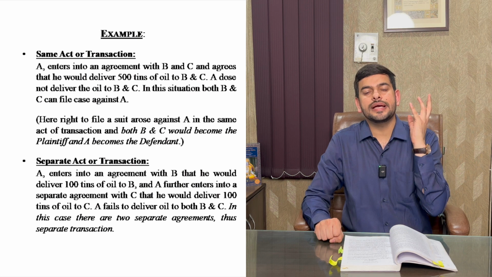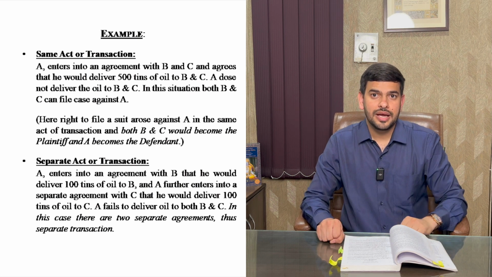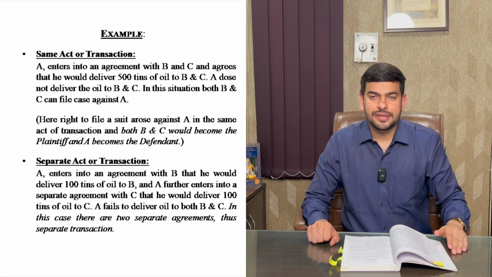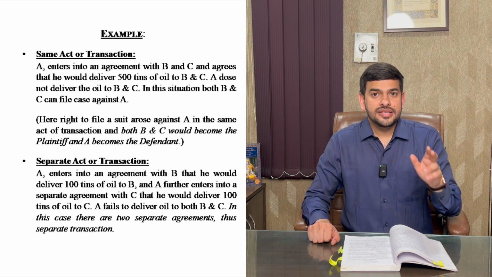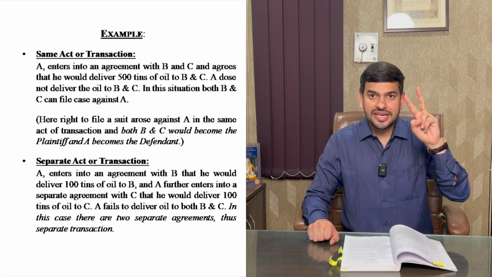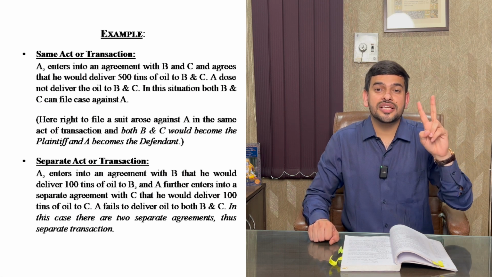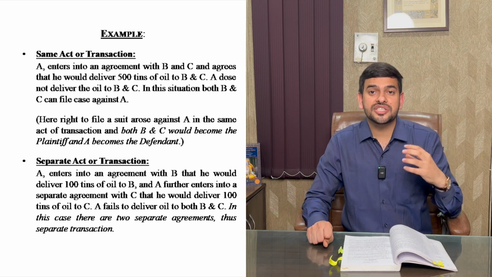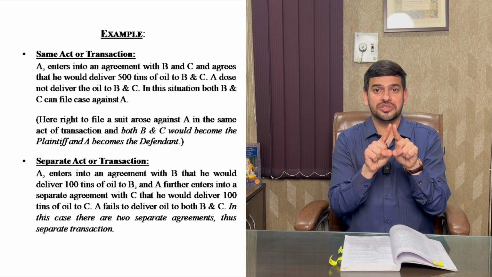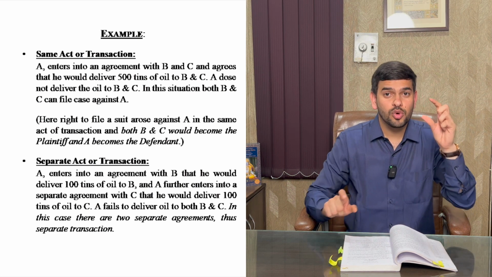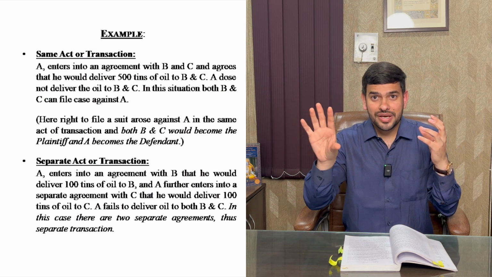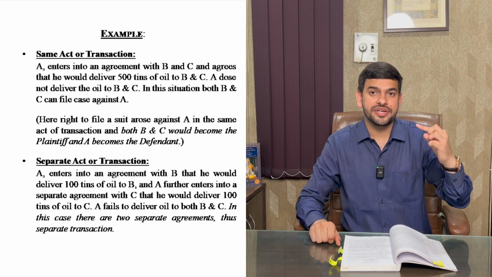For example, there is a person called Mr. A. He enters into an agreement with B and C and agrees that he will deliver 500 tins of oil to B and C, but he does not deliver that. In that situation, both B and C can file the case against A. So here in this case, the right to file suit existed in relation to the same act or transaction against A. So both B and C become the plaintiffs and A becomes the defendant. So this is the case of joinder of plaintiff.